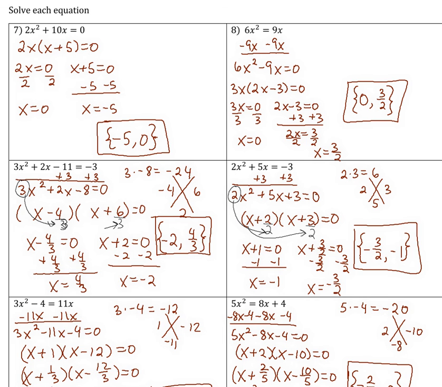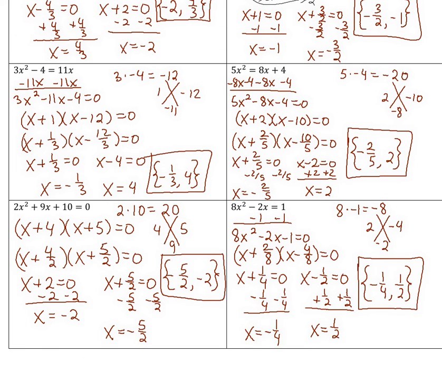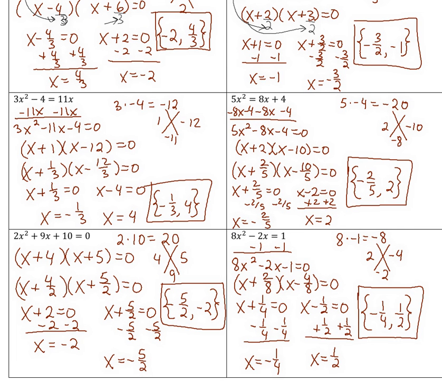Okay, now let's take a look at our solutions here. We see on number 8, that's GCF, 0 and 3/2. And then our other two there, we can see the solution, and we see how we get to the answers there of negative 2/5 and 2.